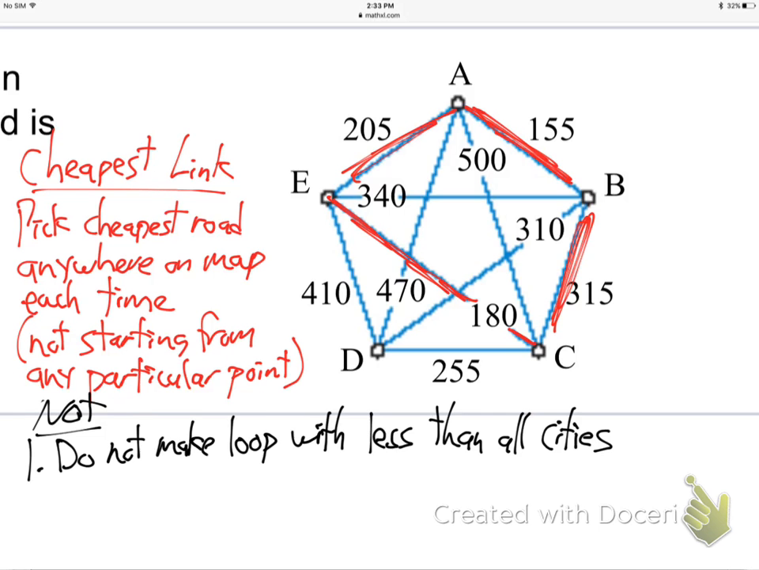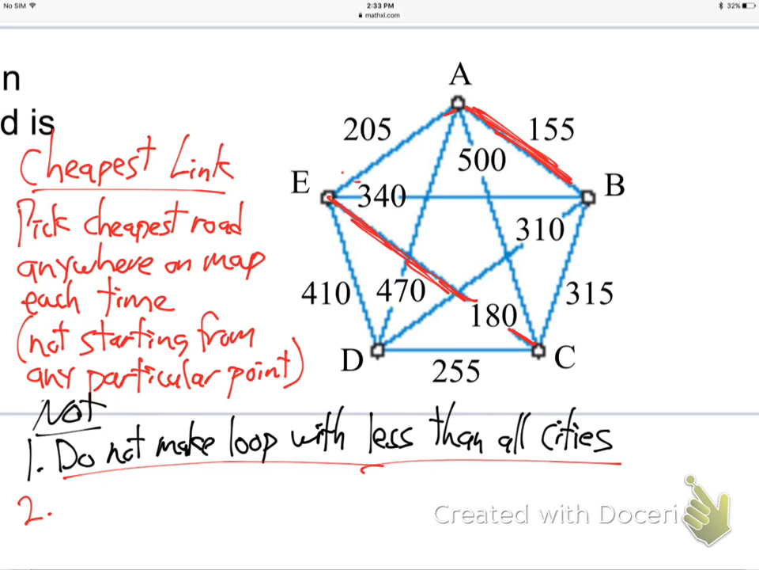Even if those other two were great links, and they were the cheapest two, they aren't, but suppose they were, I could not take those two, because you'd never get to D. That's not even a loop. First off, we're making a loop, right? So do you see the problem? You can't make a loop prematurely, meaning a loop that has less than all the cities. As you're picking your roads anywhere, make sure you don't close a loop with less than all 5 cities, or however many are in your problem. Remember, we're making a loop for all the cities. We have to visit all these locations.